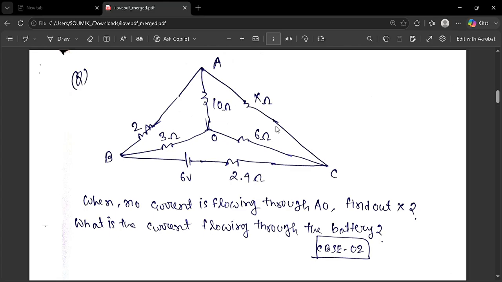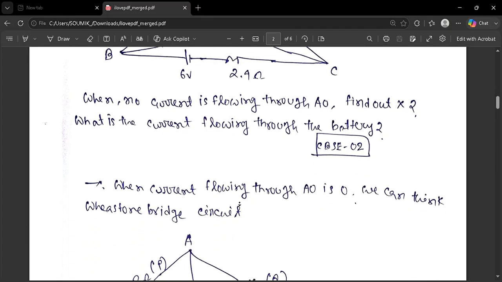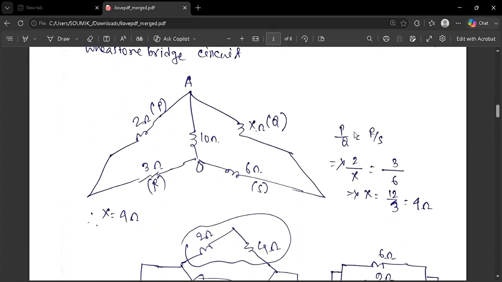In this question we are asked, when no current is flowing through AO, to find the resistance X and the current flowing through the battery. It appeared in CBSE 2002. It is not difficult, basically. The upper portion of the circuit we can think of like a Wheatstone bridge, as no current is flowing through the wire AO. So from the upper portion, using the Wheatstone bridge equation P by Q is equal to R by S, we can find X, the unknown resistance.